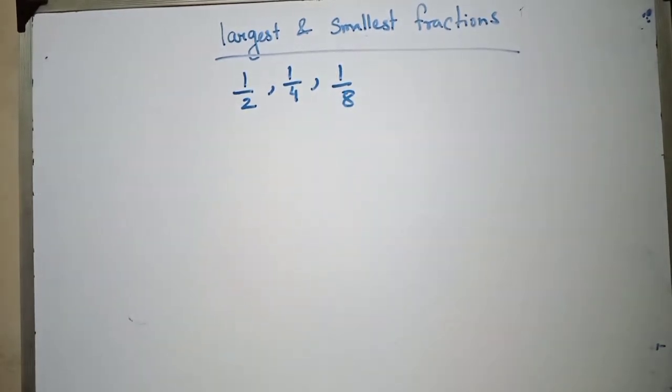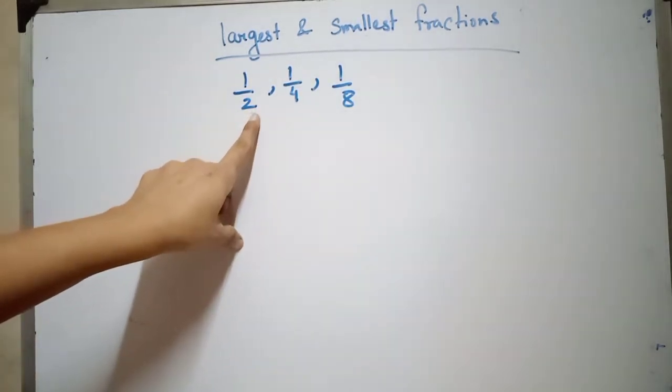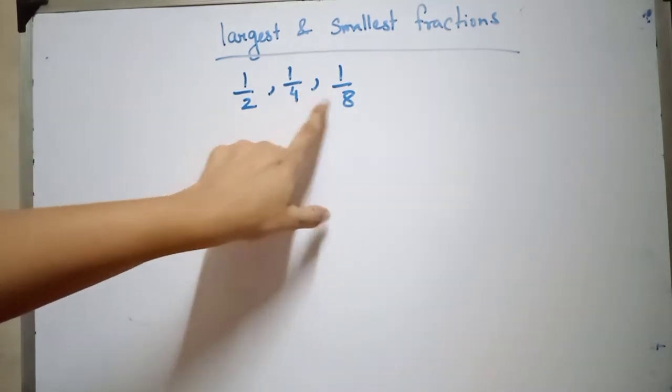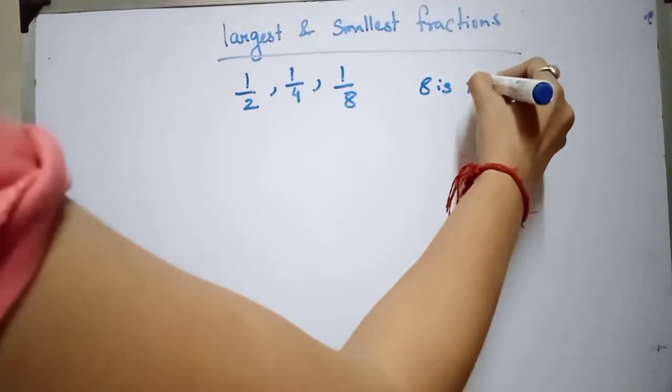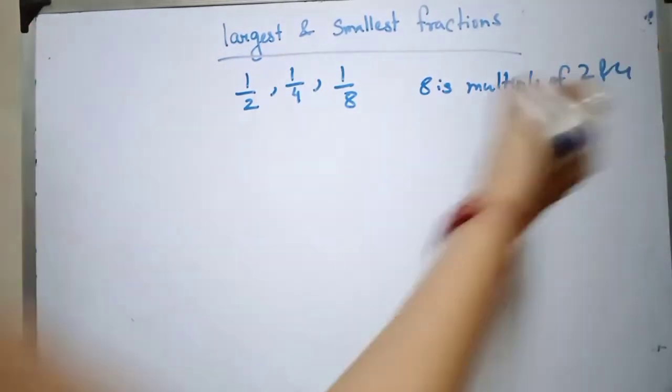Now as I can see, there are two methods. The first method I am going to teach you right now, and the second method I will tell you after that. The first method is, as we can see, 2, 4 and 8. Here 8 is a multiple of 2 and 4, meaning by multiplying 2 into 4 I get 8, and by multiplying 4 into 2 I can get 8. So here 8 is a multiple of 2 and 4, right?